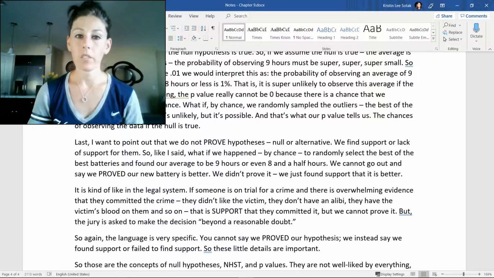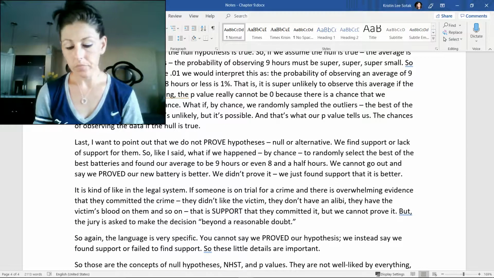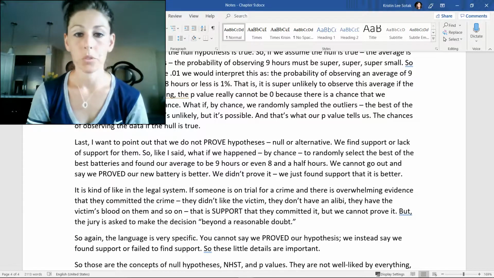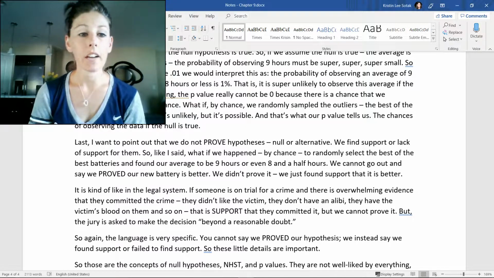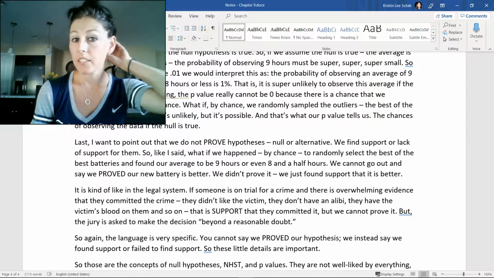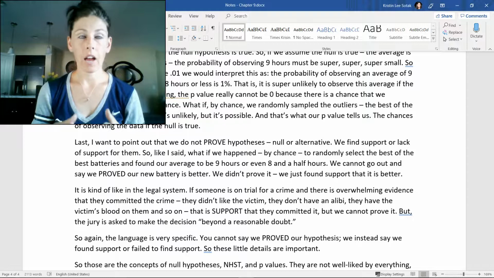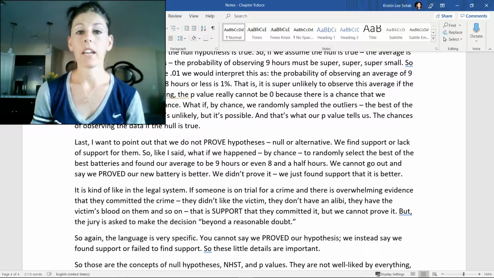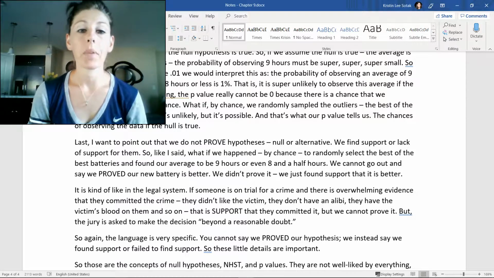It's the probability of the data, of getting the sample statistic that you just got, if the null hypothesis were true. In this case, it's super unlikely to observe this average if the null is true. Generally speaking, the p-value is not going to be 0, because there's a chance that we could observe 9 hours just by chance. What if we randomly selected the outliers, the best of the best batteries? It's unlikely, but it's possible. And that's what our p-value tells us: what is the chance of observing the data if the null is true?